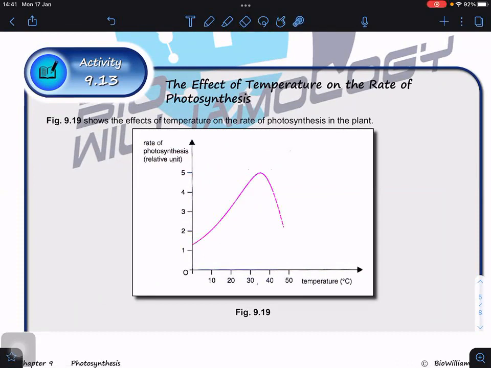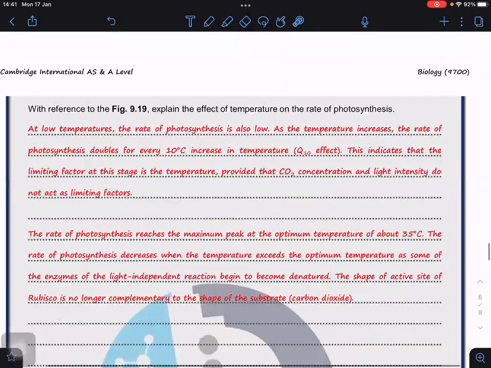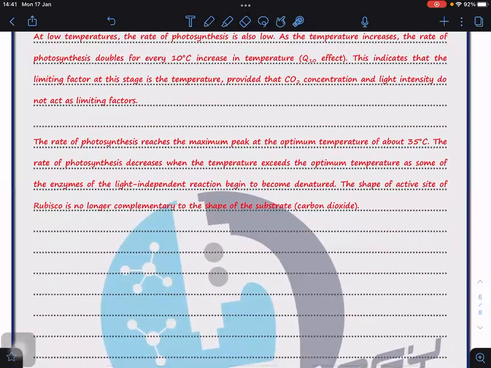Because of the Q10 effects for temperature. Okay, so the rate of photosynthesis reaches its maximum peak at the optimum temperature, about 35 degrees Celsius for this example, but for plants usually 25 to 30 degrees Celsius. The rate of photosynthesis decreases when the temperature exceeds the optimum temperature.